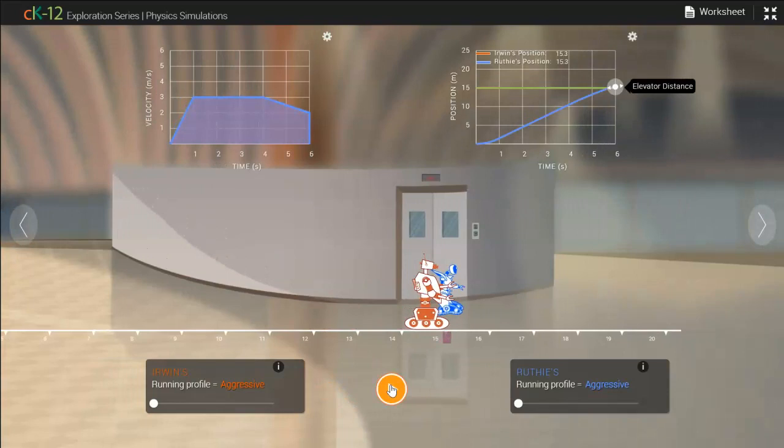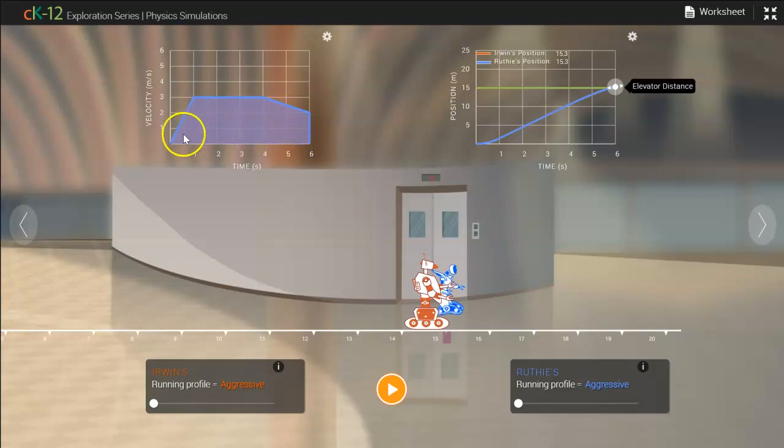And they made it. Okay, so they both had an aggressive running style, so they both have the exact same charts here. Okay, so let's take a look at what happened to their velocity versus time. So as they started out, they started accelerating, because remember, in a velocity versus time graph, the slope is the acceleration. Okay, so a positive slope is going to indicate an acceleration. A straight line is going to show us that they were moving at a constant speed, so there was no acceleration. A negative slope indicates a deceleration, and then here they came to a stop at the elevator.